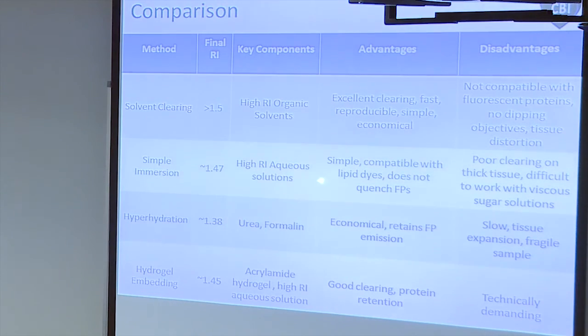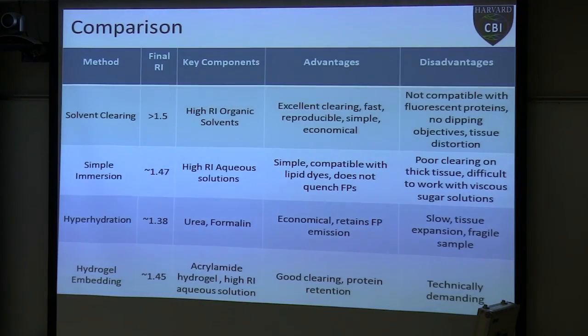Simple immersion, the key here is your lipid is still remaining. So if you're doing any labeling with lipid dyes like DiI or DiO, you can still do that. It's also not going to quench your fluorescent proteins. But these don't give you the best clearing. There's still a lot of lipid there, so obviously it's not going to be cleared that great.